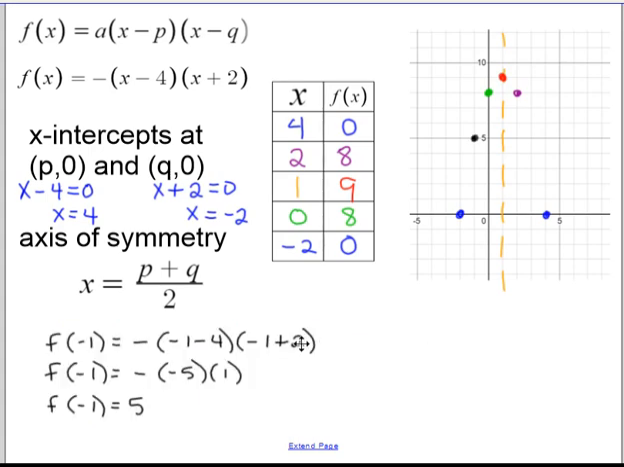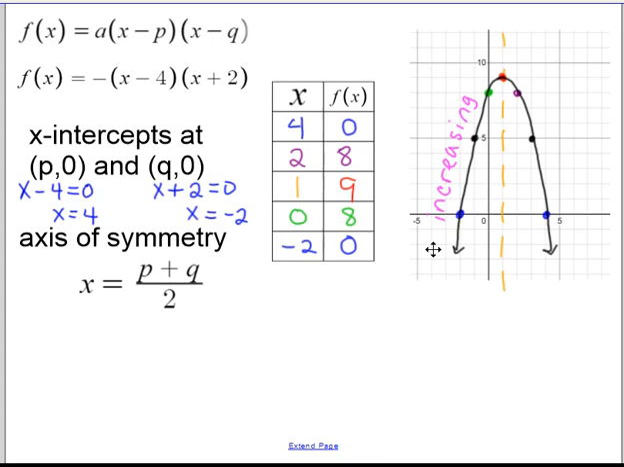If I want to find another point to make sure that my parabola has a nice smooth curve, I could choose x is -1 and find f of -1 to be 5. And then I can reflect that point to the other side of my axis of symmetry. I'm going to draw the parabola nice and smooth. It's rounded at the vertex.